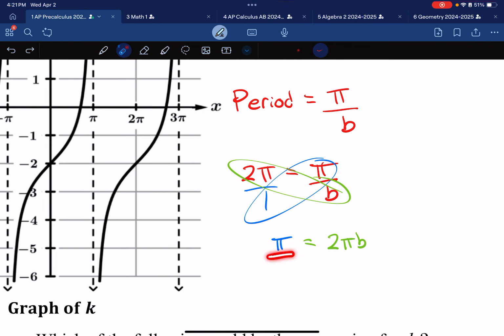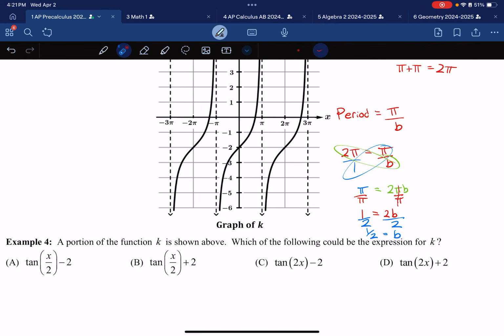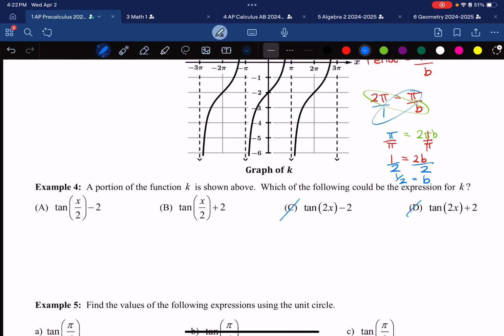Here, let me go a little bit slower. If I divide both sides by pi, those pi's cancel out, pi divided by pi is just 1. So it leaves a 1, and I have 2b over here. And then divide both sides by 2, and b is equal to 1/2. So that's kind of a key clue. I have to have a 1/2. Therefore, let's cross off C and D, and I have to choose between A and B.